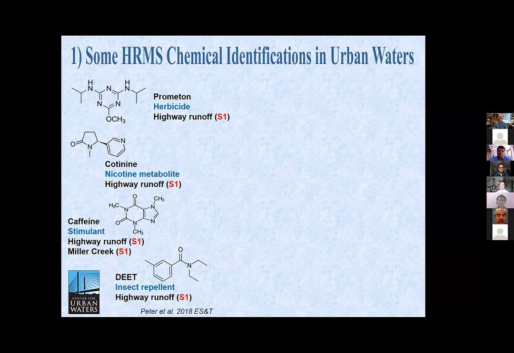So here's a few examples of some high resolution mass spectrometry chemical identifications in urban waters. Over on the left here, you see a group of chemicals that you might predict should be in these urban receiving waters after storms, like chromatin, an herbicide, cotinine, a nicotine metabolite, caffeine. Anywhere there's people, there's caffeine. DEET, anywhere there's people, there's DEET, right? So our high-res mass spec sees lots of the same chemicals that everybody else expects to see if you're around people. So we have some good validation data there.